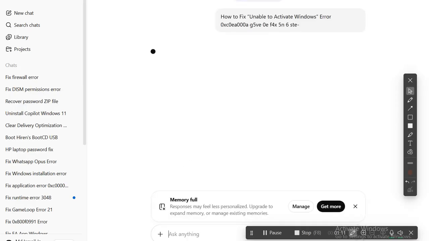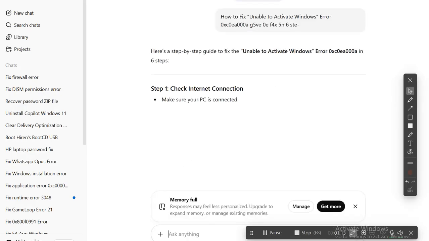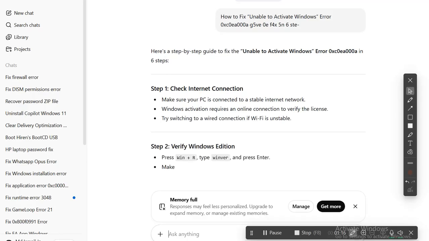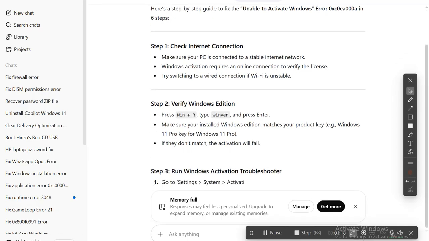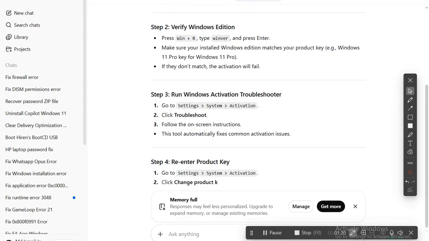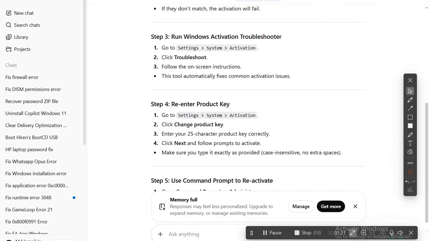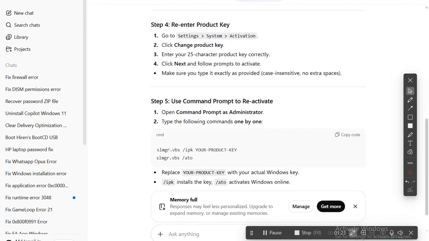Third, reset the Windows activation files by running a simple system repair. Corrupted system files are one of the biggest causes of 0xc0ea000a. Fourth, fix your date, time, and region settings.